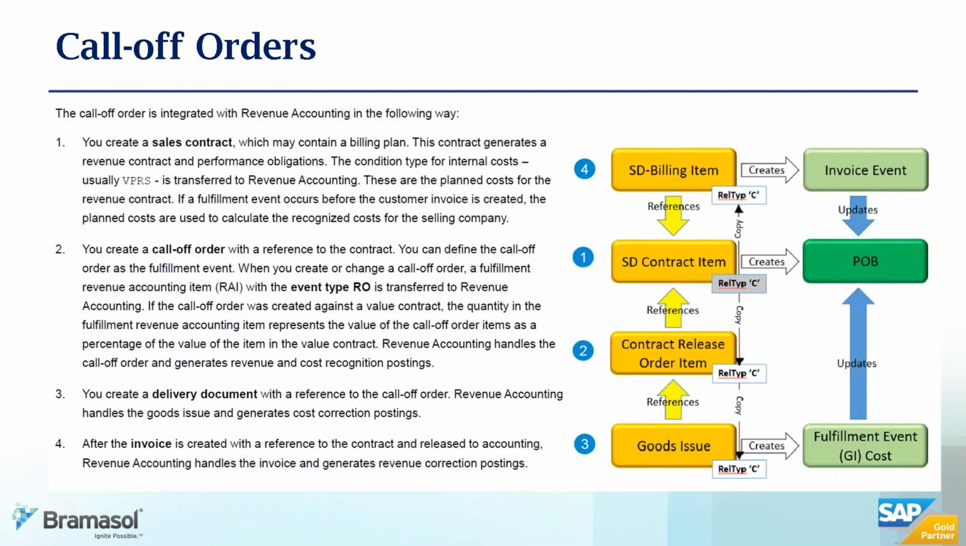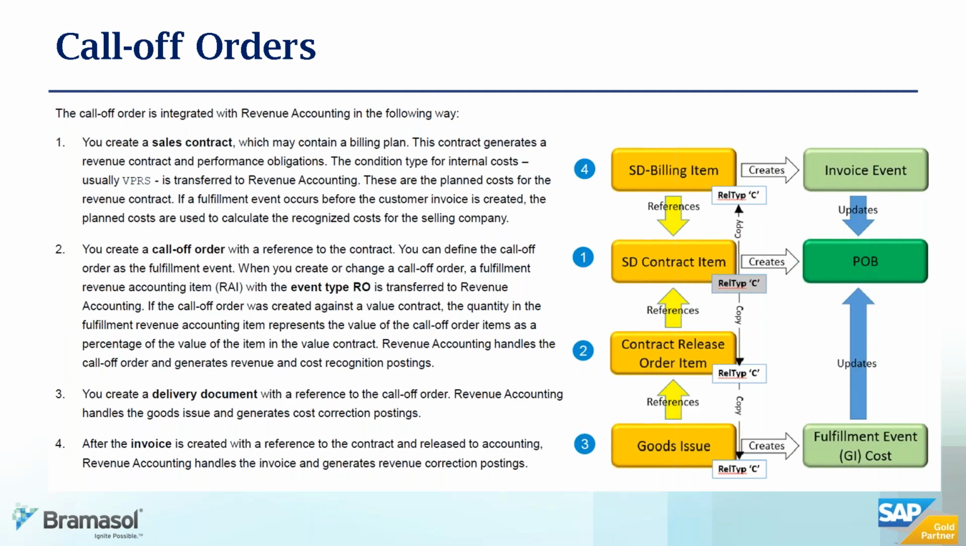Call-off orders. This is also a pretty common process in SD, and this comes with a scenario where you first create a contract with transaction VA41, and this is basically creating already the revenue accounting contract. Now, fulfillments are not directly created based on this contract, but you have contract release orders. So those are specific orders which sort of reference this contract. And in the implementation of that process, this release order already creates a fulfillment event for revenue accounting.